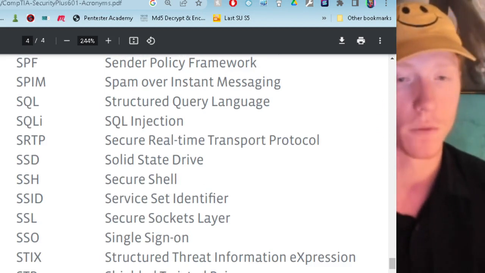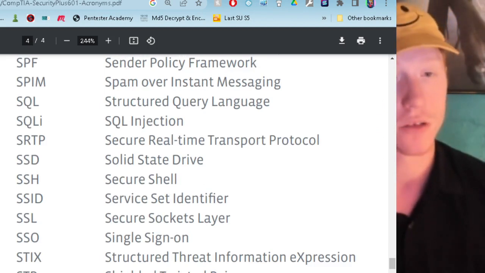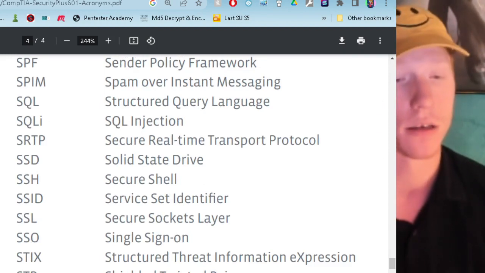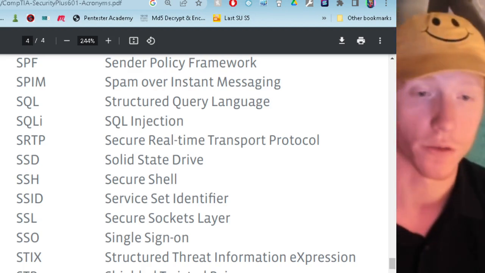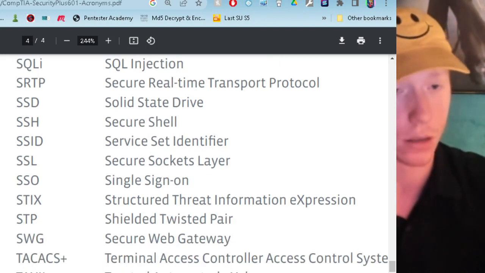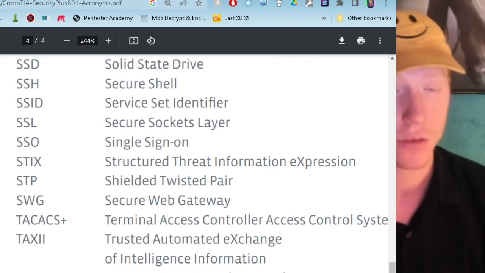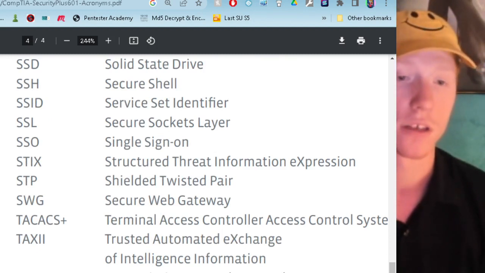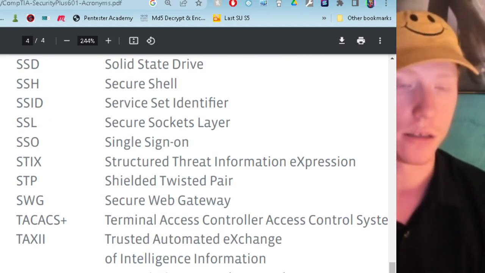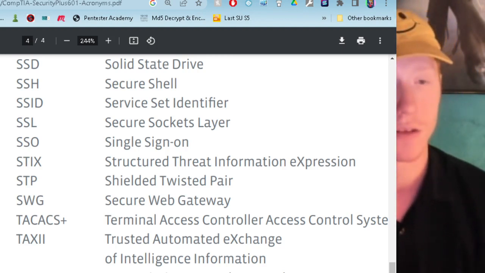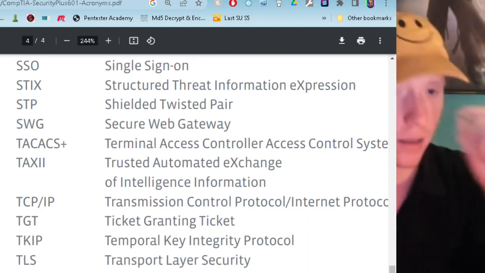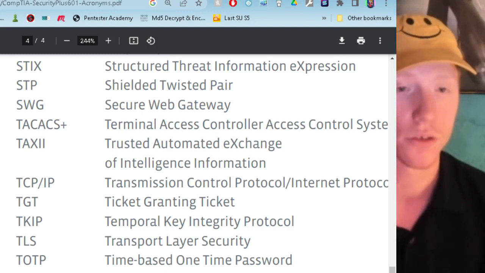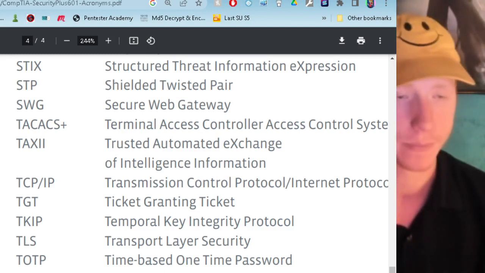SPIM, Spam over Instant Messaging. The SQL is the Structured Query Language, and an SQLI is a SQL injection. The SRTP is the Secure Real-Time Transport Protocol. An SSD is a solid-state drive. SSH is Secure Shell. SSID is a Service Set Identifier, and an SSL is a Secure Sockets Layer. The SSO is a Single Sign-On, and the STIX is a Structured Threat Information Expression.